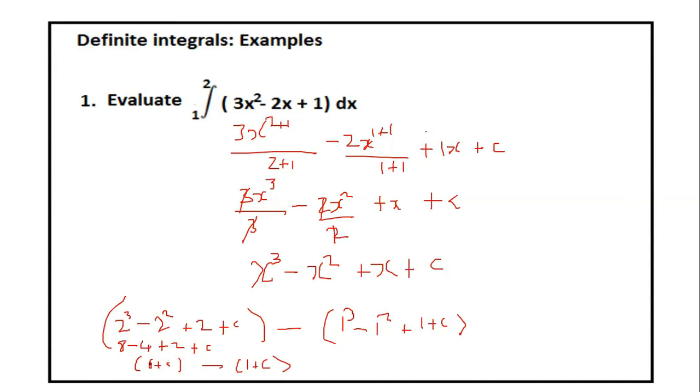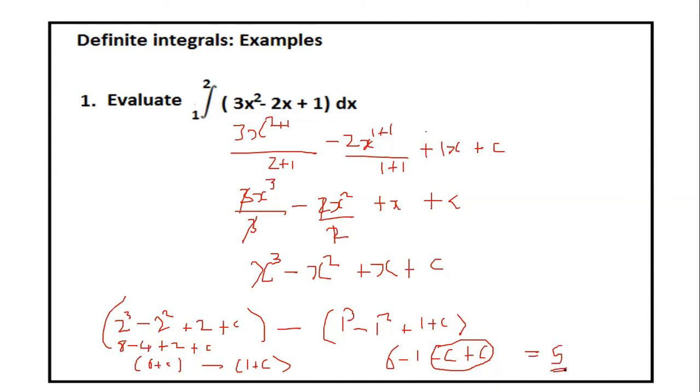We are going to have 6 minus 1, then this c, minus c plus c. So these will just cancel automatically. Then we remain with 6 minus 1, which equals 5. So this is what definite integrals are.